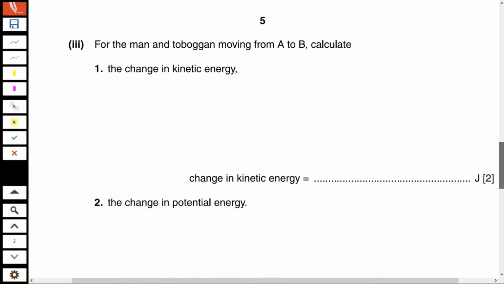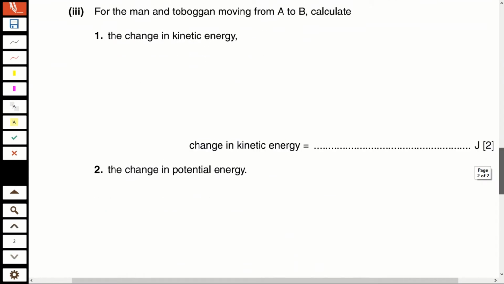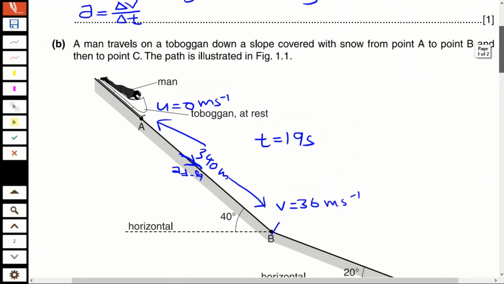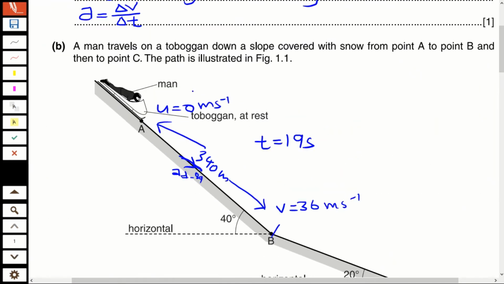Okay, so that's part A. Part B. For the man from A to B, calculate the change in kinetic energy. Ooh. So kinetic energy means up here he's going to have some kinetic energy, half mv squared.